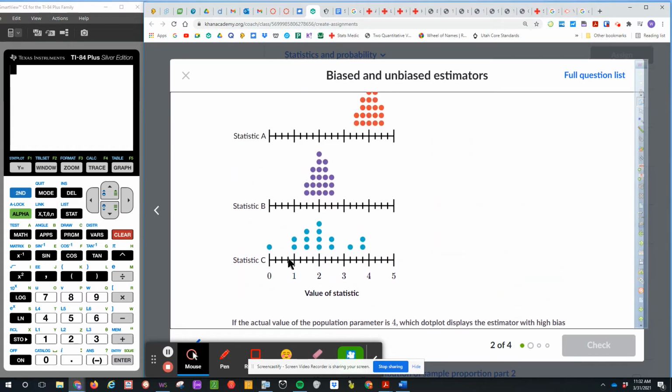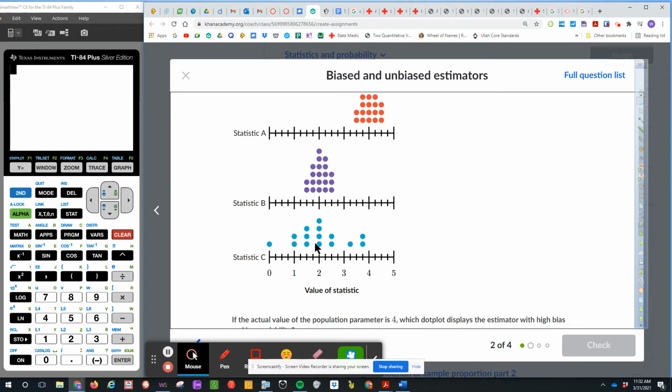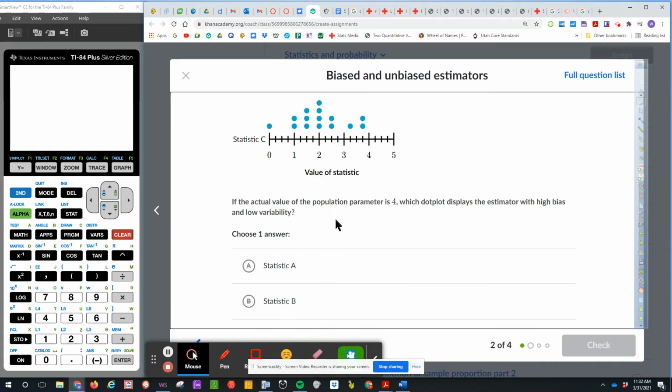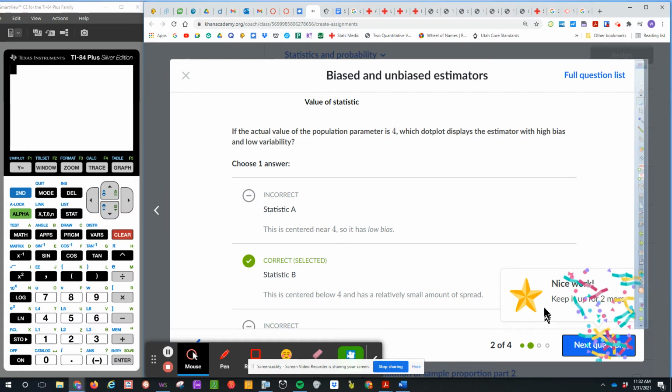So only B and C. B and C, the mean is 2. So it's different from 4. I will pick B and C, but compare B and C, which one has low variability? And the answer is B, right? B has a low variability.